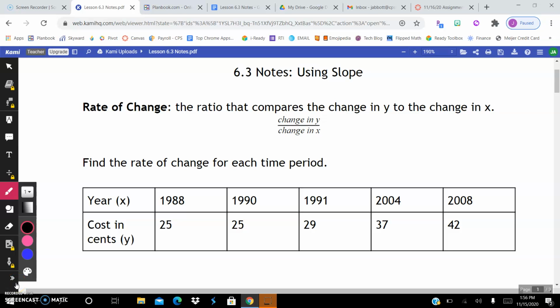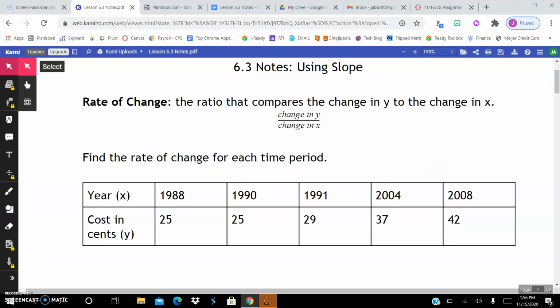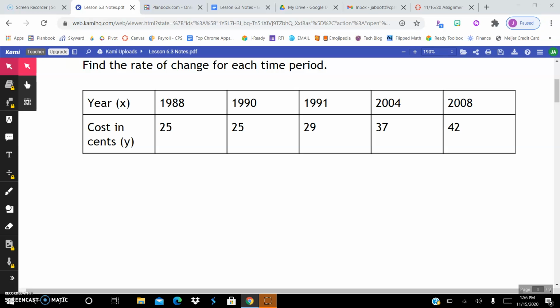Moving on with our linear functions unit, we are going to take a look at using slope. Slope is another word for rate of change, and rate of change is the ratio that compares the change in the y value to the change in the x value. So to take a look at what rate of change looks like, we are going to find the rate of change for each time period here.